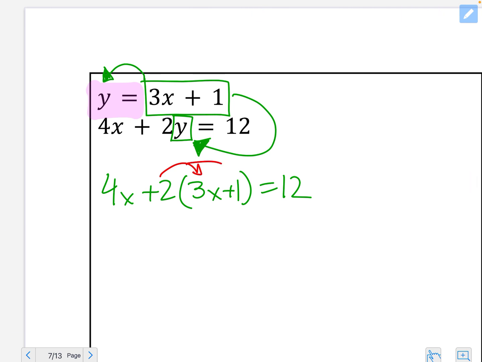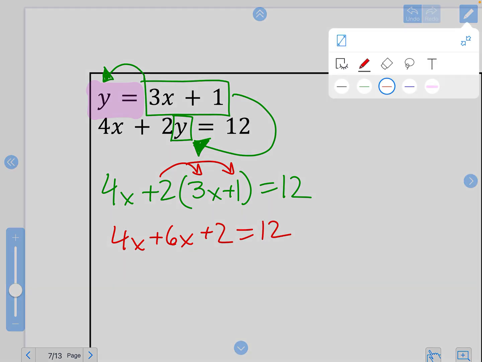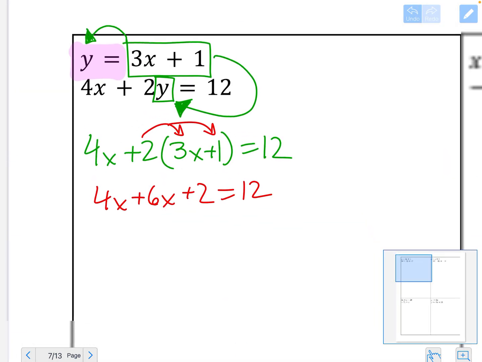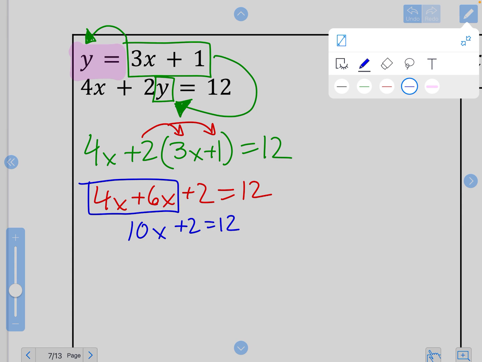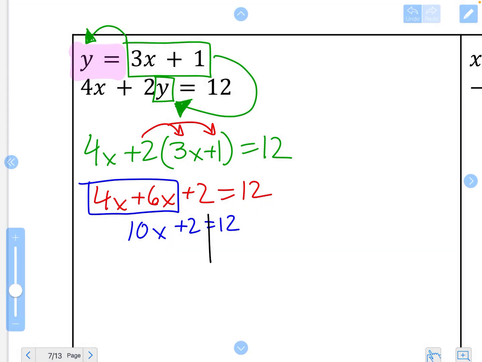Now I need to distribute or multiply my number outside my parentheses. 4x plus 6x plus 2 equals 12. Now we need to combine our like terms. So 10x plus 2 equals 12. And now I can solve it like normal, move my constant.